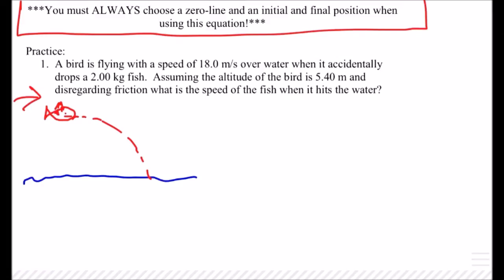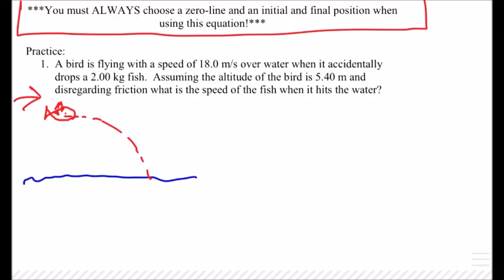Projectile motion, okay? So the fish is now in projectile motion, or two-dimensional motion. It is moving in the X and Y axis at the same time. Let's go ahead, and when we've got a problem like this, we're always going to do three things because this is based off of energy, right?